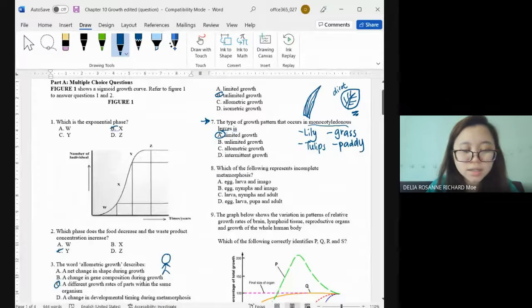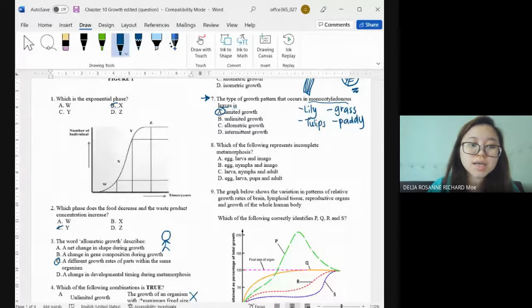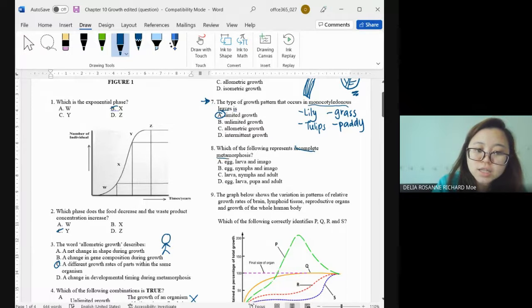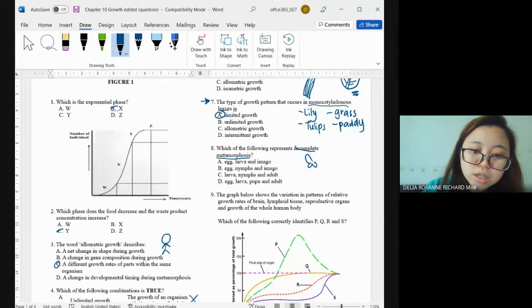Number 8. Moving on to number 8. Which of the following represents incomplete metamorphosis? Incomplete metamorphosis ini adalah contoh butterfly kah lipas tadi? Is incomplete metamorphosis for butterfly or for cockroach?